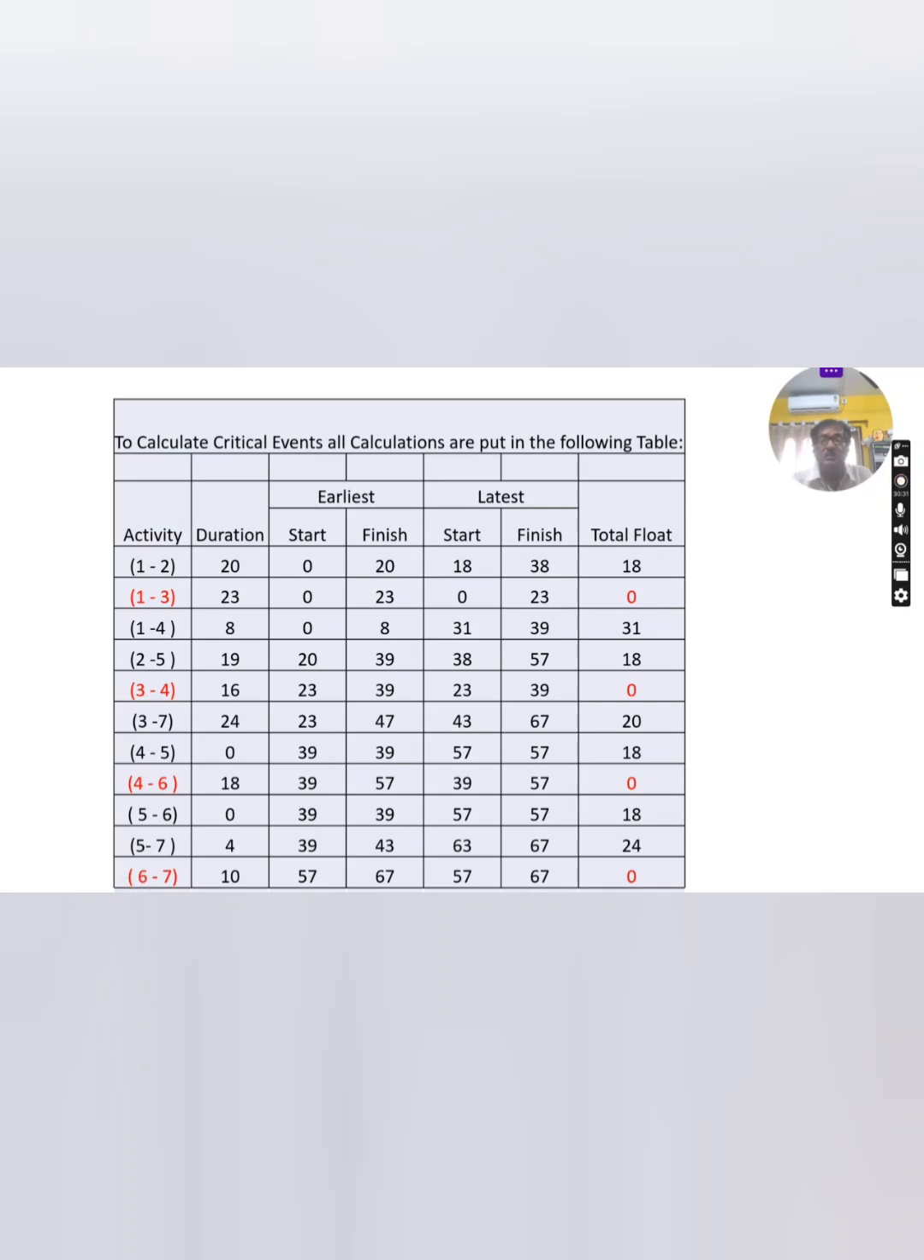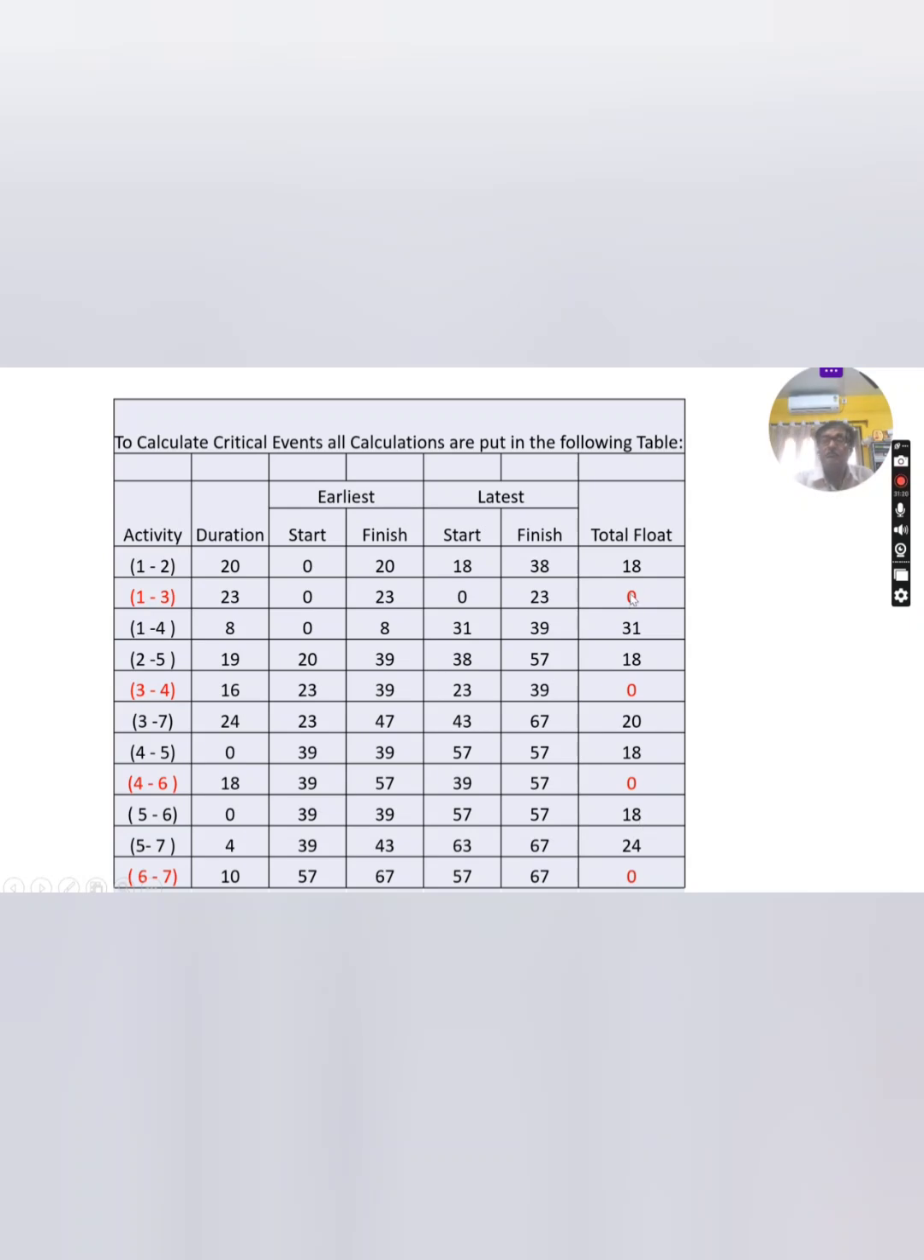Now this is a dummy activity. 57 latest finish time and 39 earliest start time gives 18, minus the duration of the activity 18, which is equal to 0. For this one, the latest finish time 67 minus the earliest start time 39 minus 4 gives 24. In this way you can compute the total float.